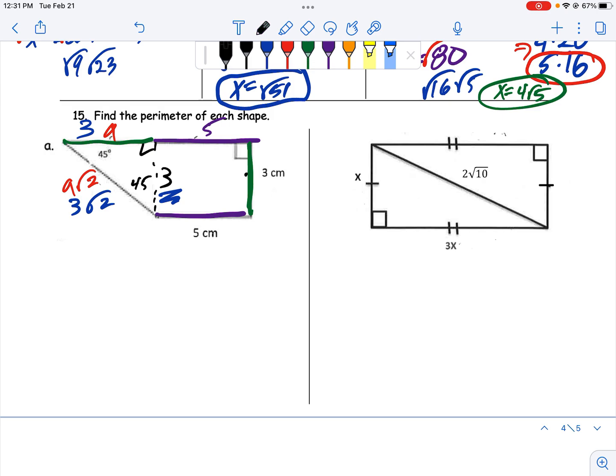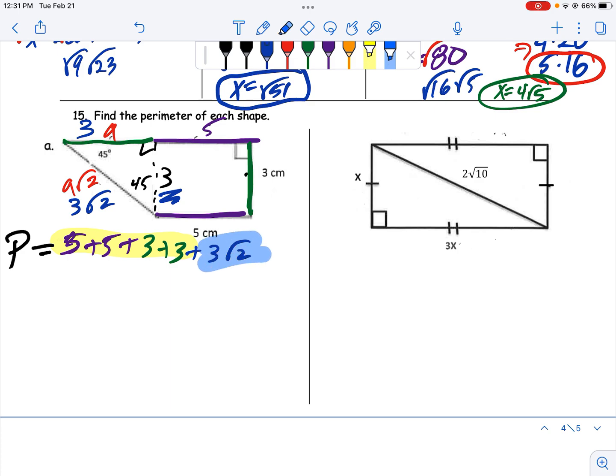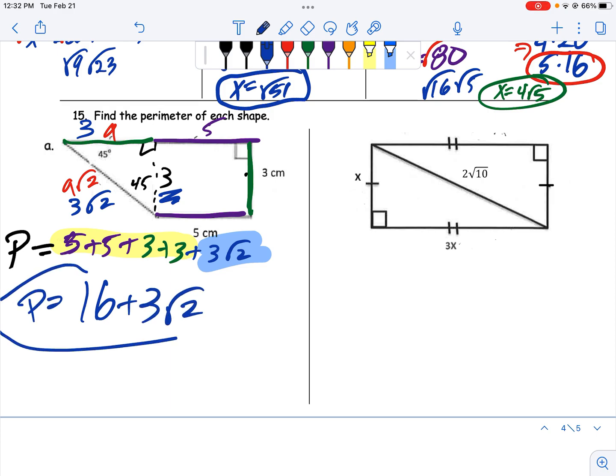So really, I need to find the perimeter, right? So what am I adding? I'm adding 5 plus 5 plus 3 plus 3 plus 3 root 2. Now, these are not like terms with the 3 root 2. So all I do is add the 5 plus 5, which is 10, plus 3 plus 3, which gives me 16, and then I just leave the 3 root 2 alone. I cannot combine those things. They are not like terms.